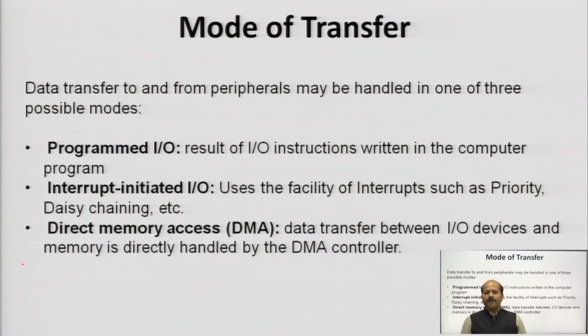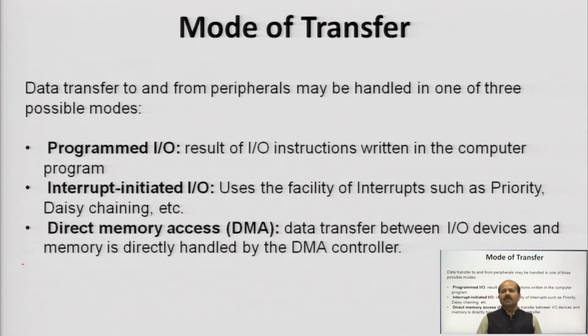As we have seen, there are three modes of transfer we generally study in any organization course: programmed I/O, interrupt initiated I/O and direct memory access control. Two we have already done in the previous class, that is programmed I/O and interrupt initiated I/O. Programmed I/O is basically used to control the input output operation between a peripheral device and memory using some instructions or a program written to control such operations. The detailed discussion we have already done in the previous class, and in the case of interrupt initiated I/O, like daisy chaining or priority interrupt or any other interrupts, we have also seen.